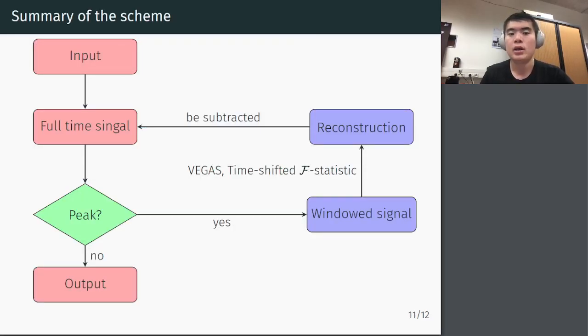In summary, we find a peak above the noise level in the input signal, and we window the signal around that peak. We reconstruct the waveform with Vegas and F-statistic. Then we subtract it from the signal, and we try to find the next peak. If there is no peak above the noise, then we are done, and we have the output.